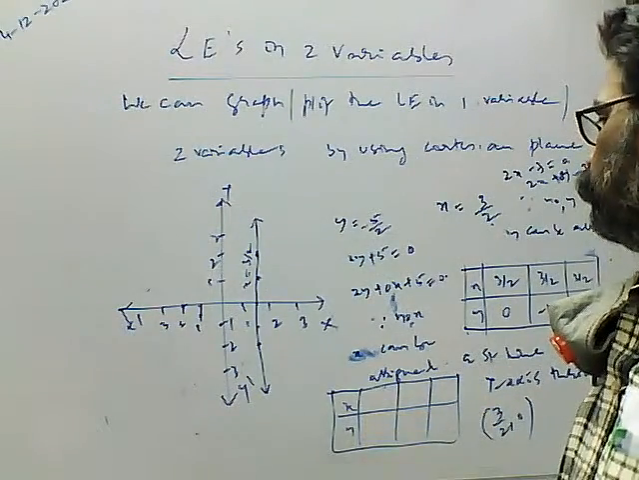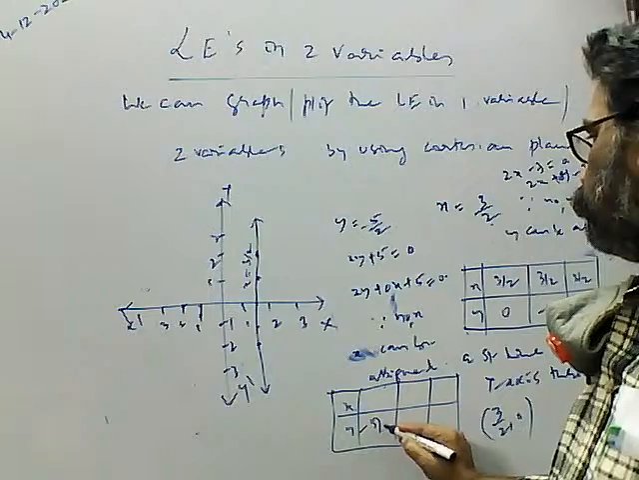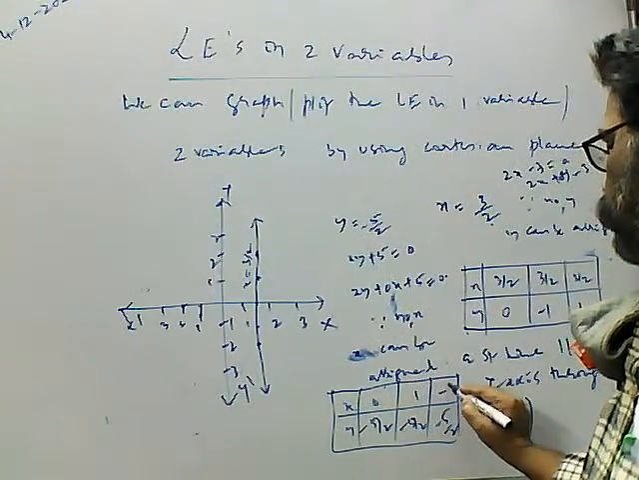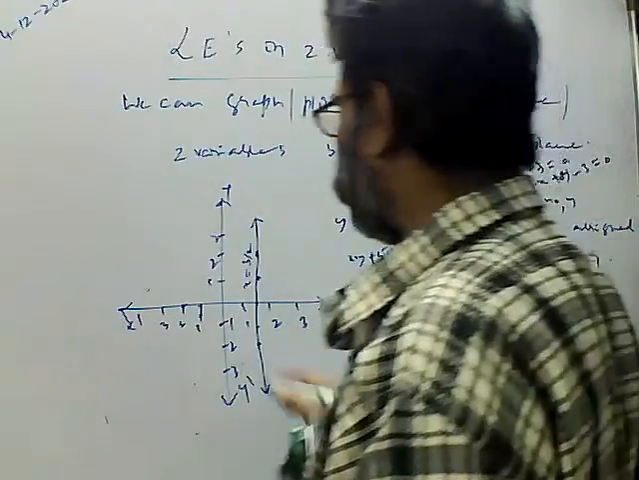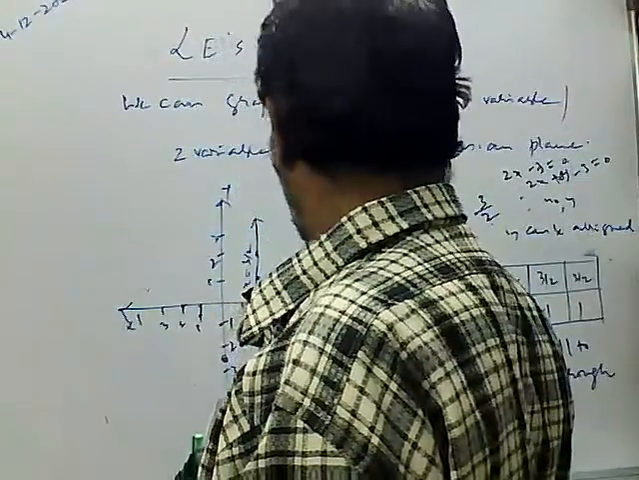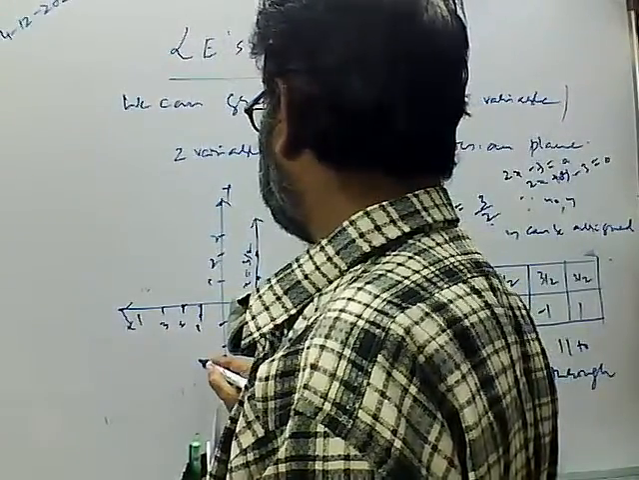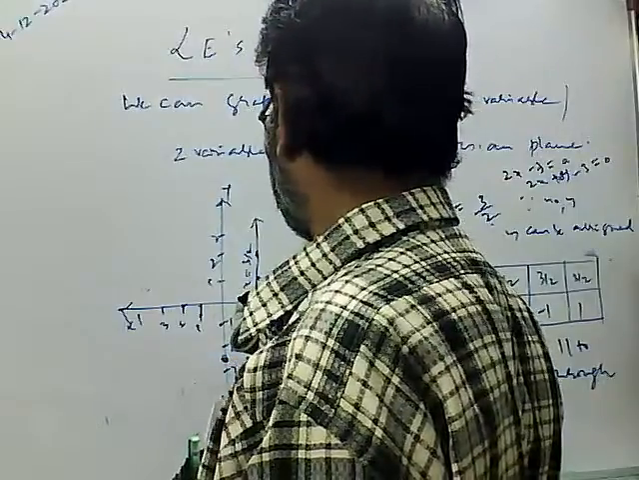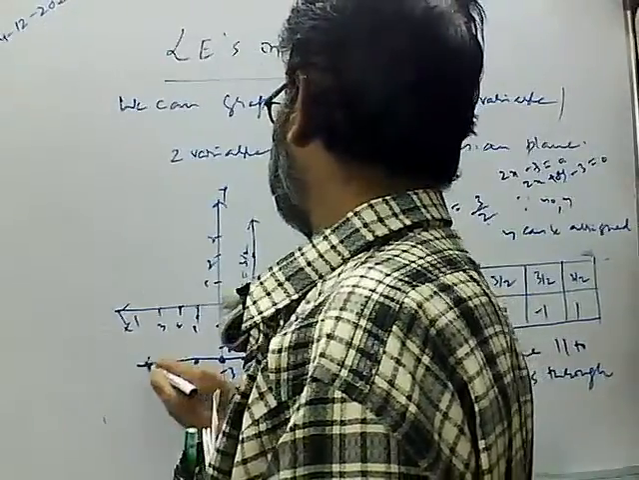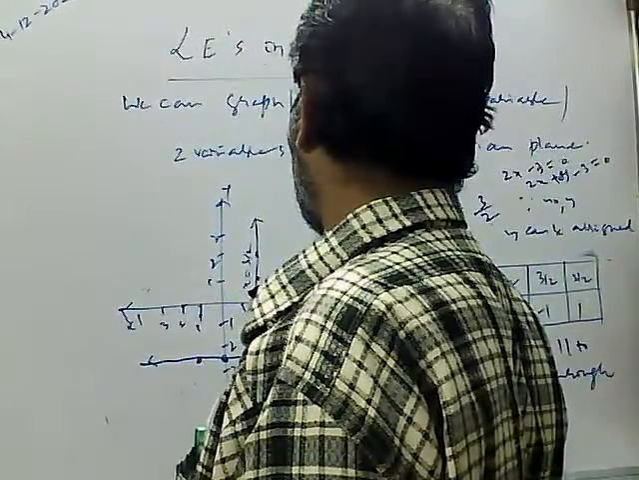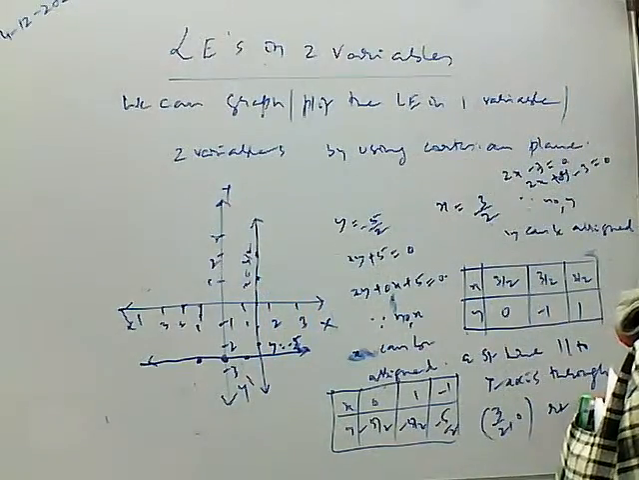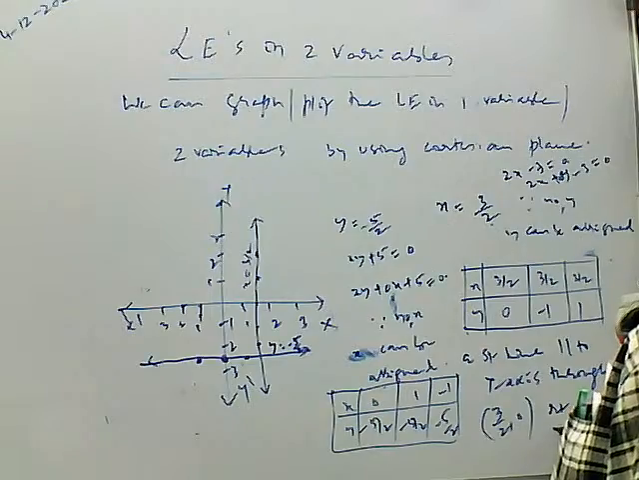x, y: (minus 1, minus 5 by 2), (0, minus 5 by 2), (1, minus 5 by 2). Minus 5 by 2 means minus 2.5. So you got a line, this is y is equal to minus 5 by 2. This is on the right side because x is positive.